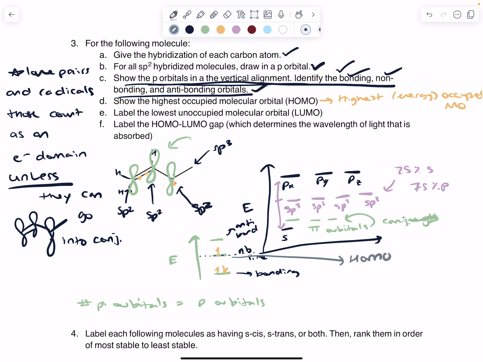And then the LUMO is lowest unoccupied. So that means the lowest energy molecular orbital with nothing in it. So it usually is going to be the one right above the HOMO. So there's the LUMO. Okay, the HOMO-LUMO gap is the gap between those two. So this right here would be the HOMO-LUMO gap. And that determines how much light is absorbed. And that is often responsible for color.